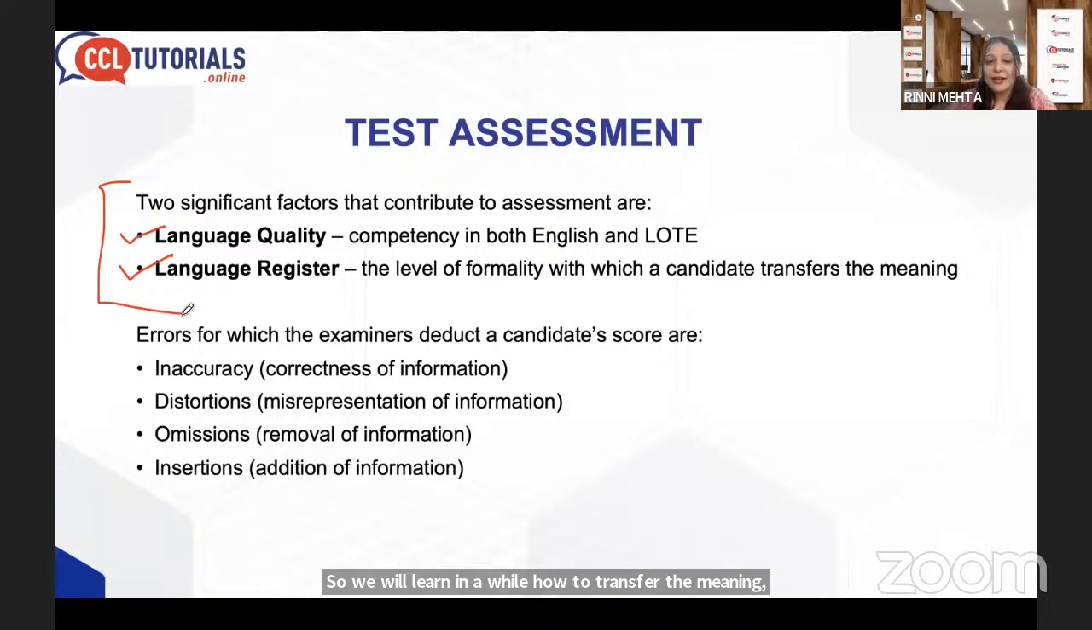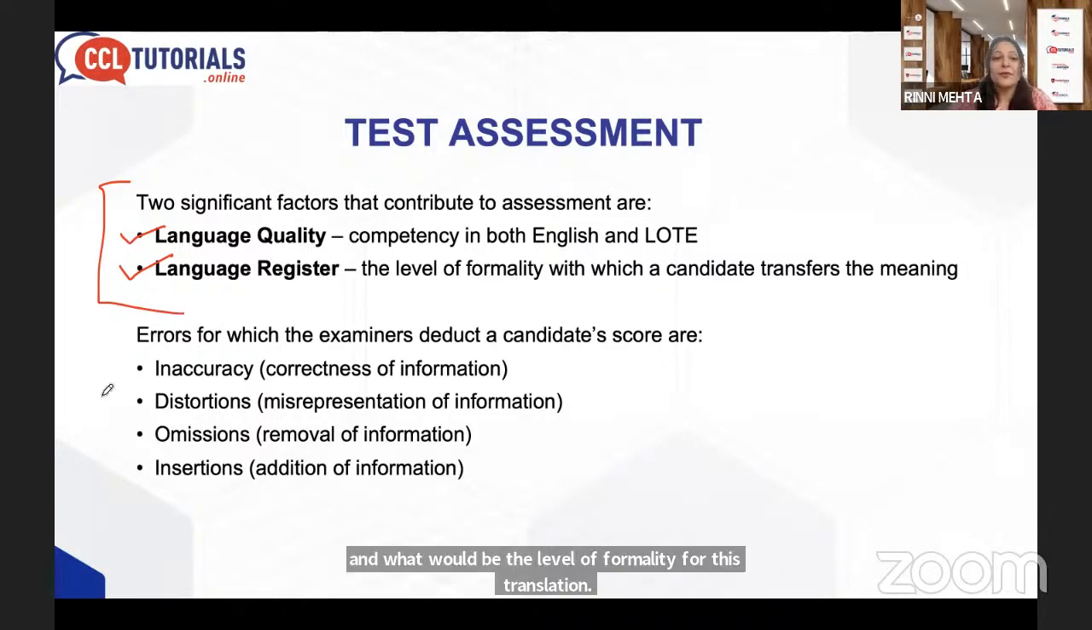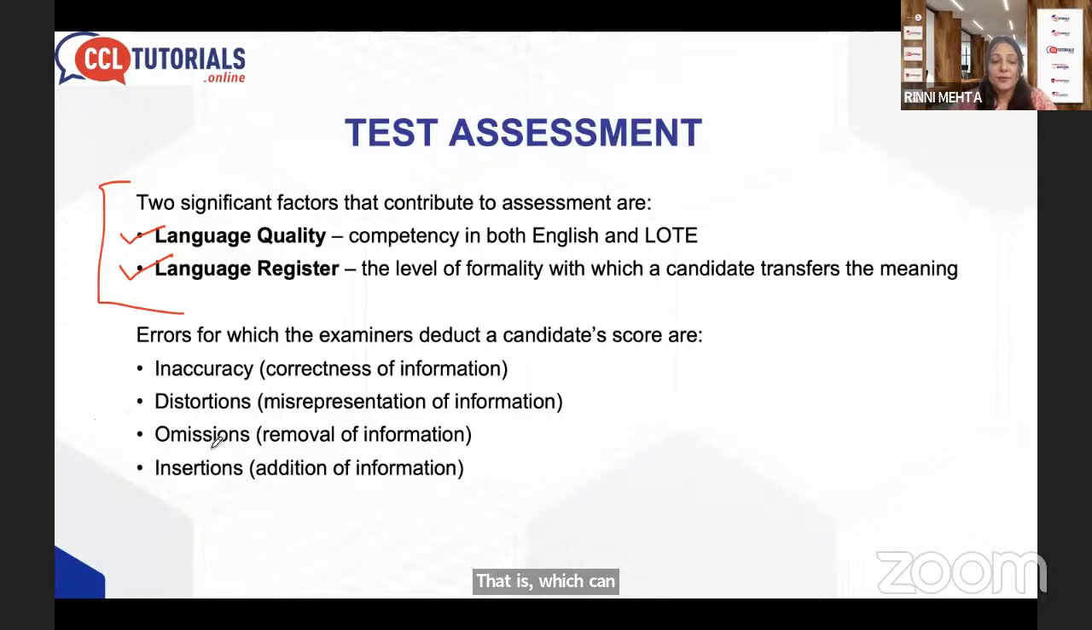The errors which can deduct your score in the exam could be inaccuracy, distortion, omissions, and insertions. We'll discuss more about these through examples when I translate in front of you, and when I do the questions, you will be able to understand how to do these and how to avoid these deductive marking techniques.